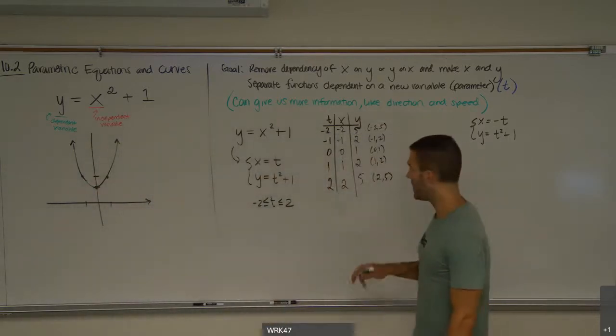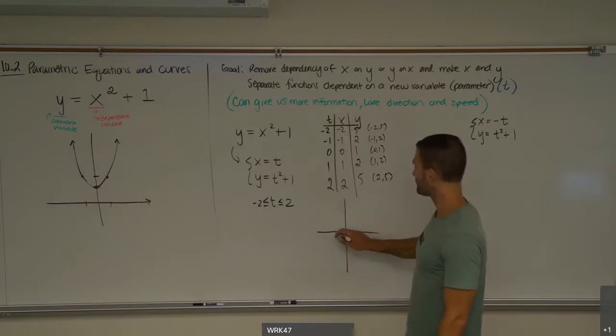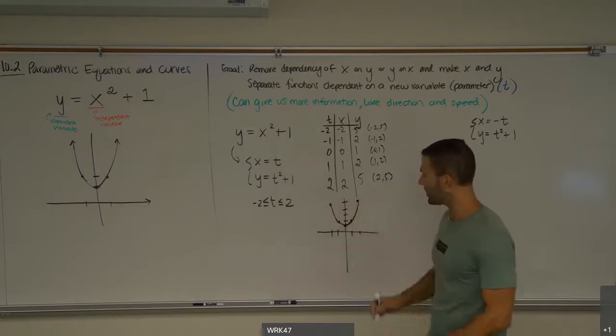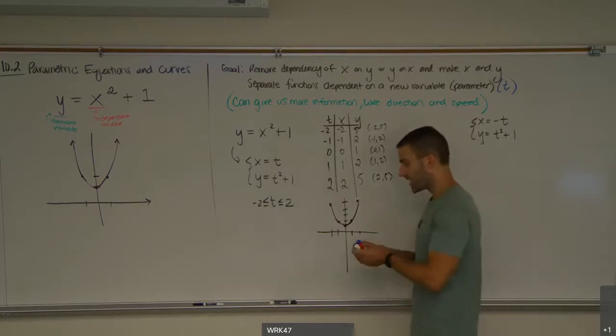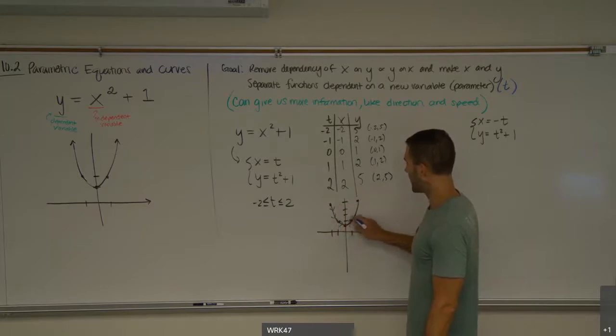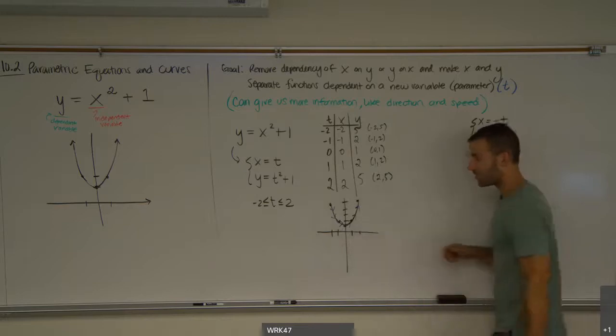Speed will be another video. But what we can do now is we'll just plot the points as we normally do. Negative 2, 5, 1, 2, 3, 4, 5. Negative 1, 2, 0, 1, 1, 2, and 2, 5. Where I started at negative 2, I then traveled to this point, then to this point, then to this point, and finally here. And if I start at negative 2 and move forward to 2, if we think of t as like time, then that gives me a notion of direction. We can add a direction. We're traveling this way along this curve.